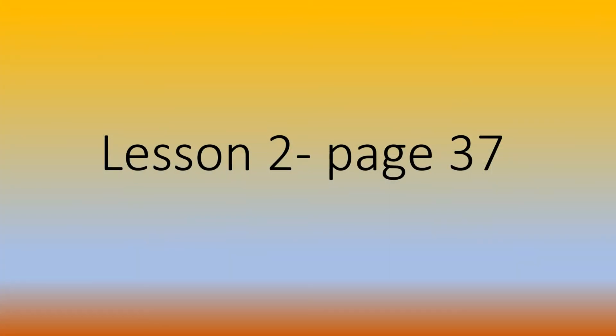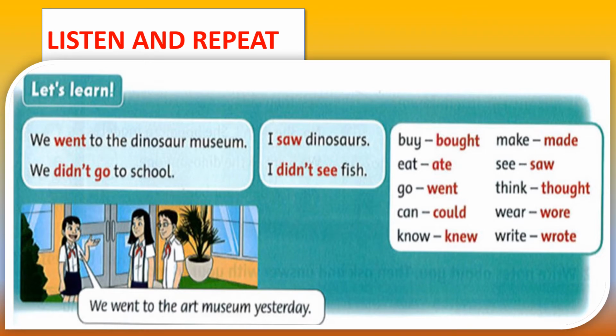We move to lesson 2, page 37. Listening 41. Listen and repeat. We went to the dinosaur museum. We didn't go to school. I saw dinosaurs. I didn't see fish.